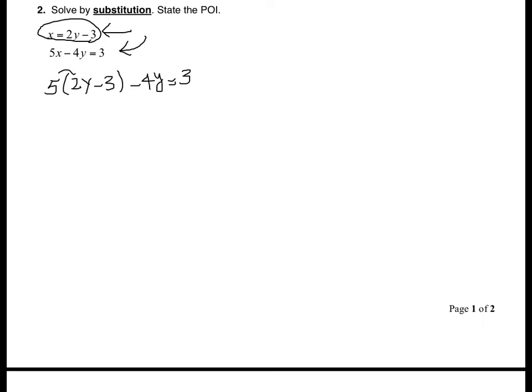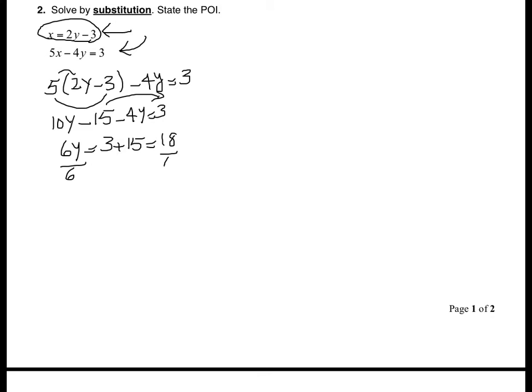Now, distributing 5 inside the bracket, I get 5 times 2y is 10y, minus 5 times 3 is 15, and then minus 4y is equal to 3. From here, I'm going to move negative 15 to the right, and 10y minus 4y is going to give me 6y, is 3 plus 15, which is 18. I divide both sides by 6, and I'm going to get y is equal to 18/6, which is 3. This is the y value of the POI.